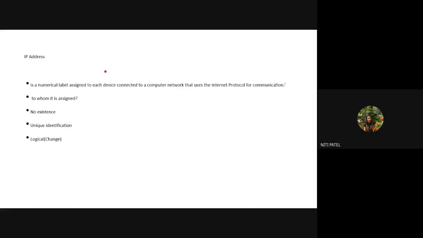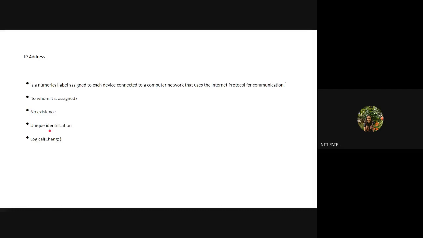To every machine, this numerical label is assigned. And what is that numerical label called? Logical address, or the IP address. To whom is it assigned? It is assigned to every computer on the network. If a machine is not on the network, that IP address is taken back, and it will be reallocated once that computer joins the network again. What is that IP address? It is a unique identification of a particular machine on the network.